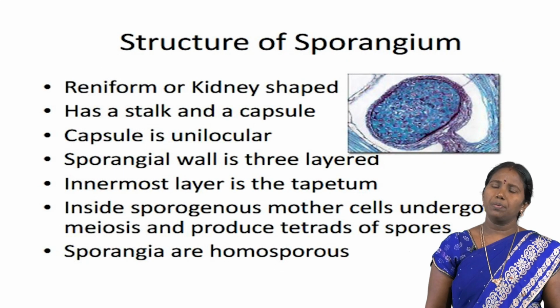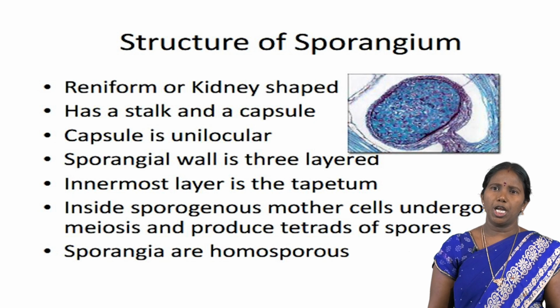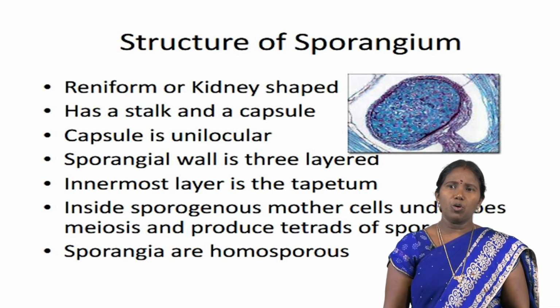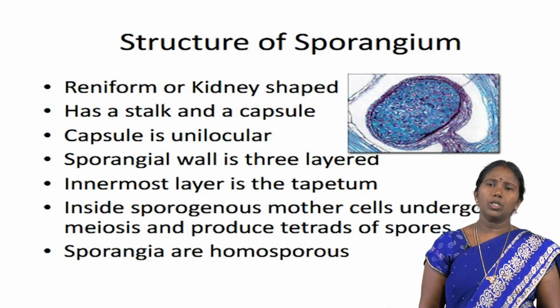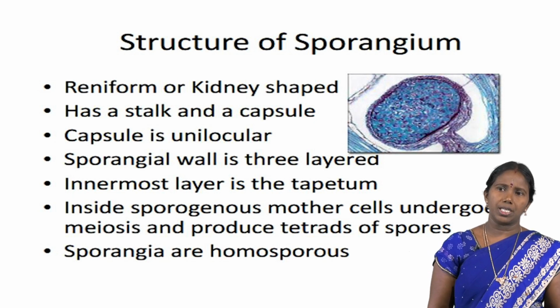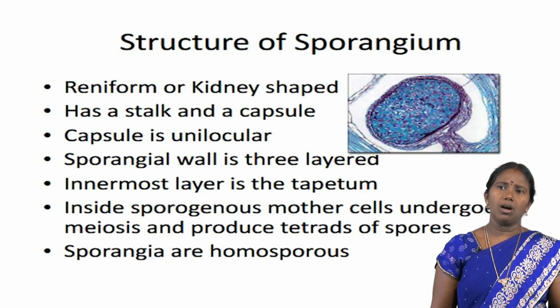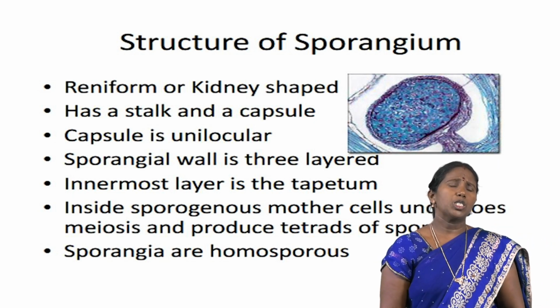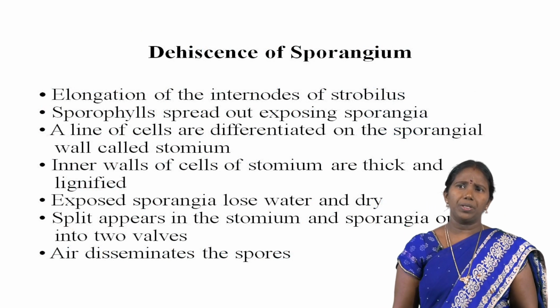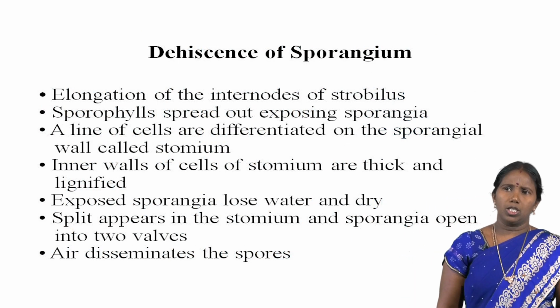Next, structure of sporangia. Reniform, kidney shaped, has a stalk and a capsule. Capsule is unilocular. Sporangial wall is three-layered. Innermost layer is the tapetum. Inside, sporogenous mother cells undergo meiosis and produce tetrads of spores. Sporangia are homosporous. Next, dehiscence of sporangium and the elongation of the internode of strobilus.